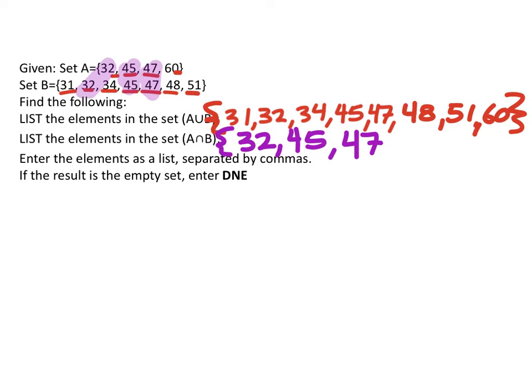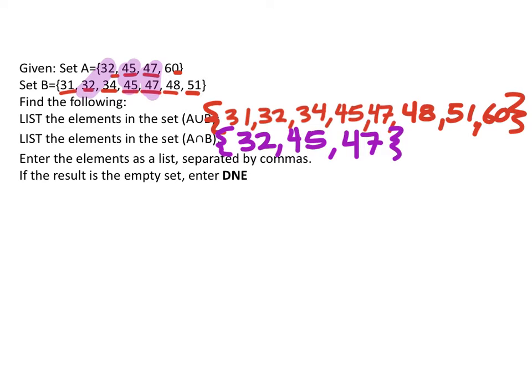And I don't see any others that repeat, and yeah, I've been known to miss a few here and there, but I don't see any. So if you guys see it, then just let me know. But as far as I can see, the set A and B would include just these three values, 32, 45, and 47. But again, don't forget your fancy brackets.